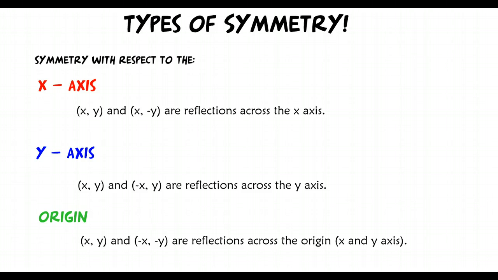Okay, so to recap symmetry that you're going to see, when you have symmetry with respect to the x-axis, the points (x, y) are reflected to create (x, -y), and they're reflections across the x-axis. When you have symmetry with respect to the y-axis, the point (x, y) becomes (-x, y), so those are mirror reflections of one another across the y-axis. And when you have symmetry about the origin, (x, y) becomes (-x, -y). So this is a reflection across the origin, which you can think of as over the x-axis as well as the y-axis, or starting with the y-axis and then the x-axis.